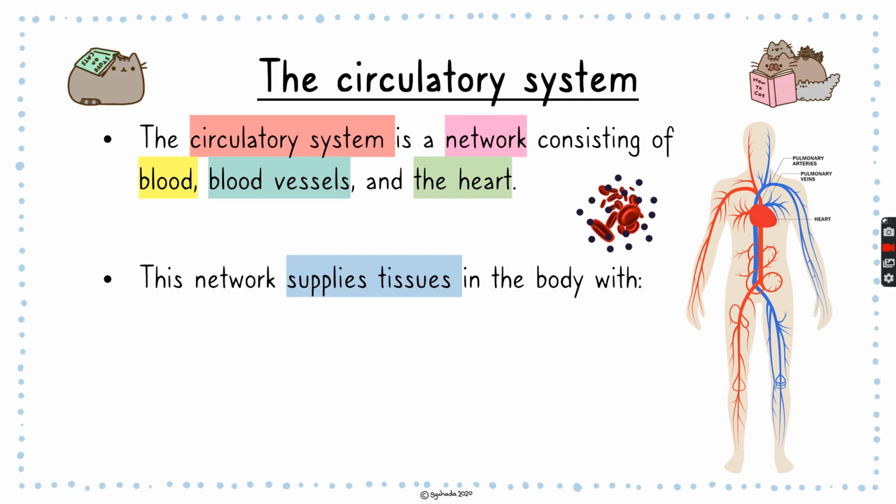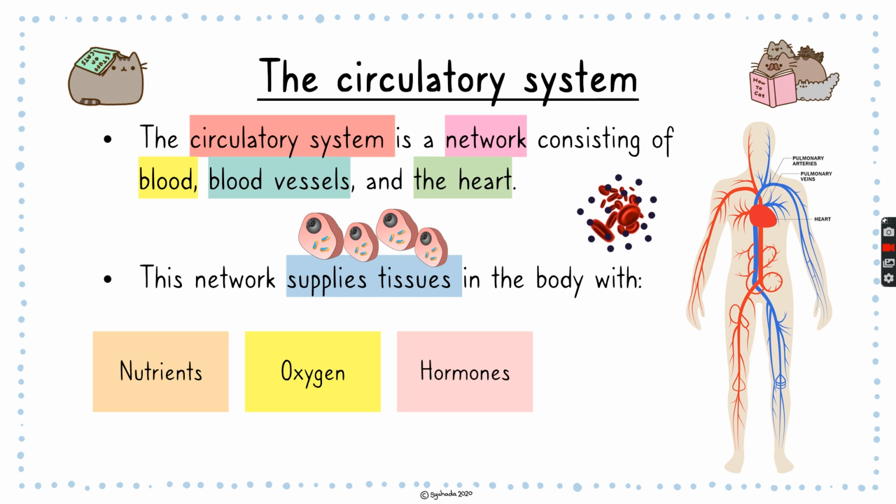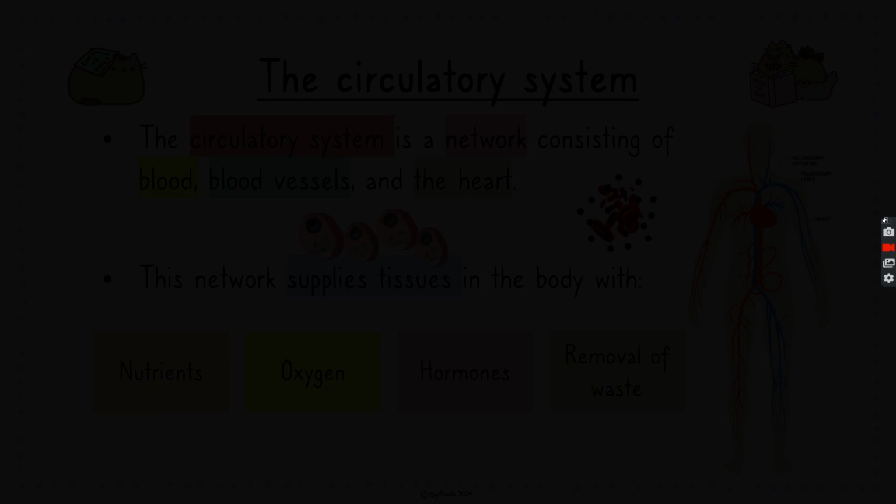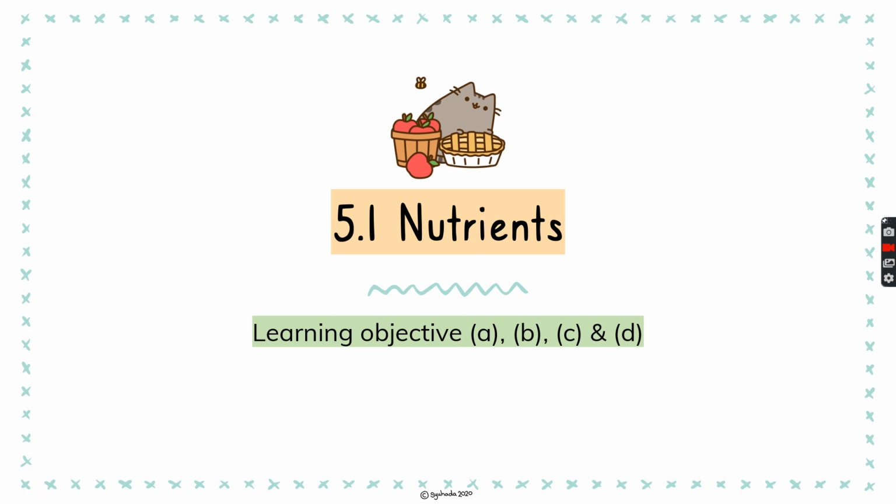This network supplies other tissues of the body with nutrients, oxygen, and hormones, and also helps to remove waste products.